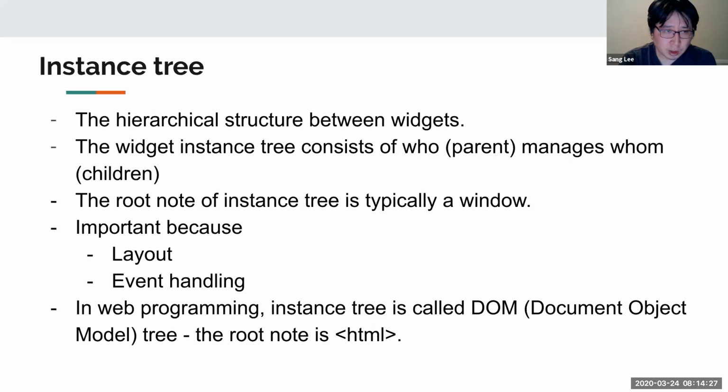The instance tree in web programming is basically the DOM tree. DOM stands for Document Object Model, and the root node is HTML. It typically has two children, one is head, the other is body. And body can have multiple HTML elements, which is basically what we see in a web browser window.